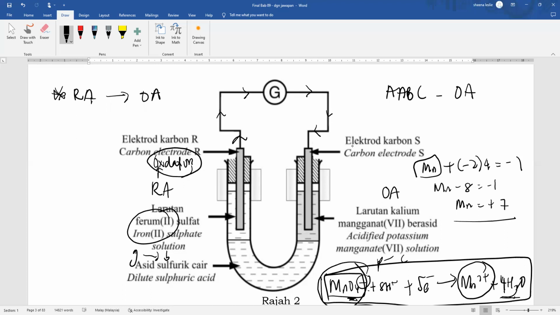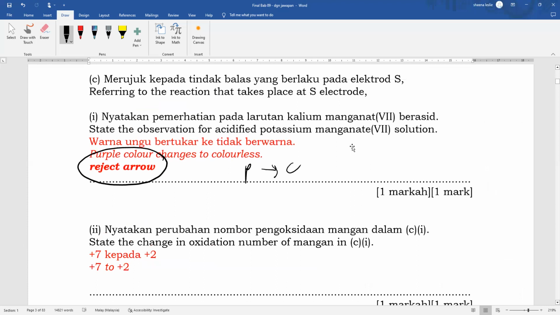Okay, so this is the correct way. You don't have to write reducing agent to oxidizing agent. In your mind, you must memorize that. And don't have to draw so many arrows. The amount of arrows teacher drew there is sufficient already.